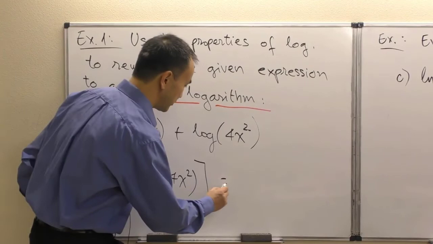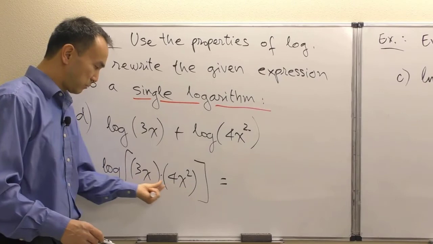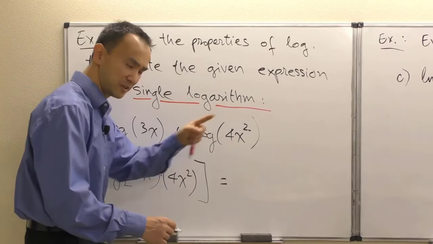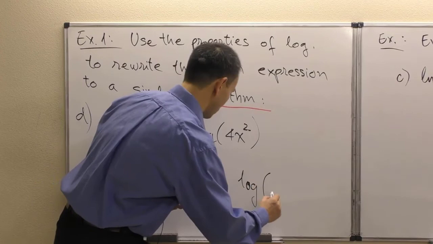And now it bothers me looking at an expression like this. So we can multiply the coefficients together, multiply the powers of x together, all that common work that we've seen from earlier algebra courses. So now log base 10 of 12x cubed. That's our final answer.